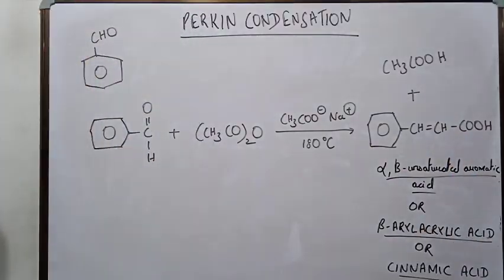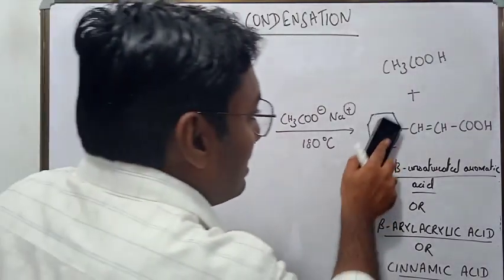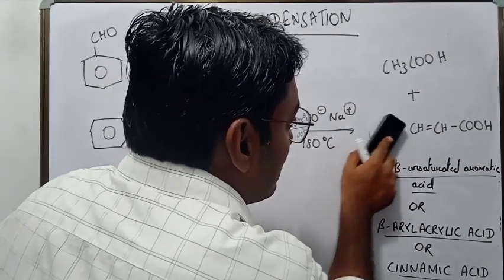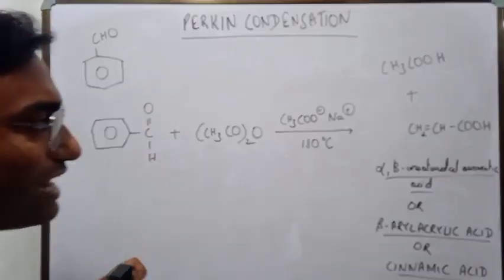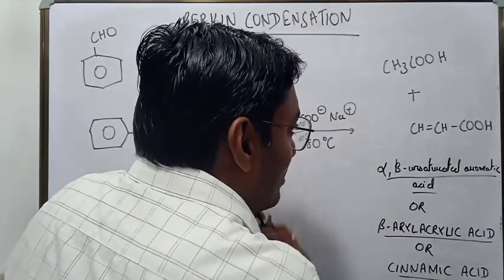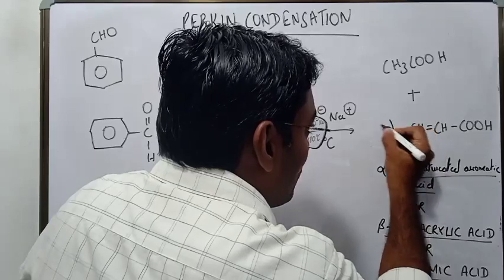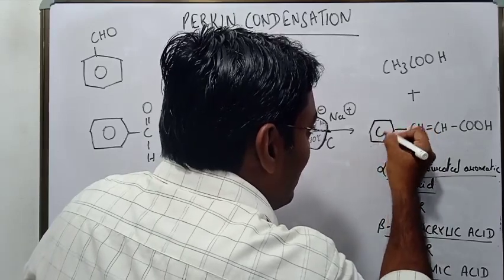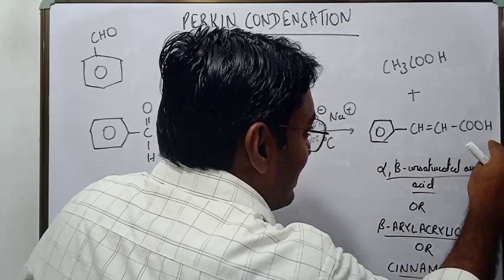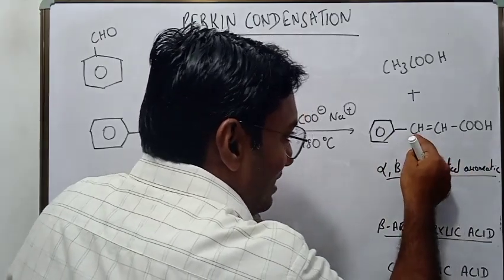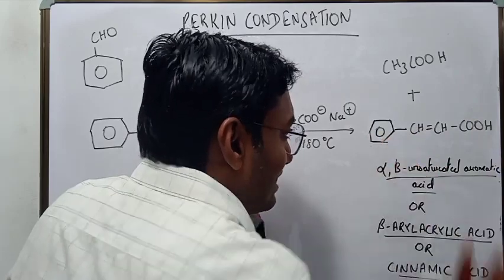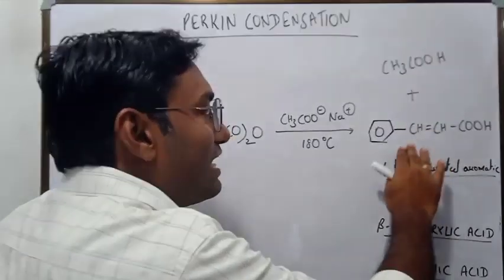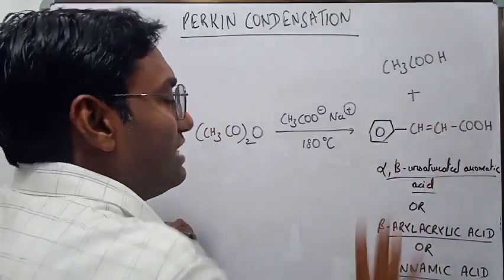Now look at this. This is actually acrylic acid. So what would this be? This would be beta phenyl acrylic acid. This is the beta carbon atom. So it is also called beta aryl acrylic acid or beta phenyl acrylic acid.